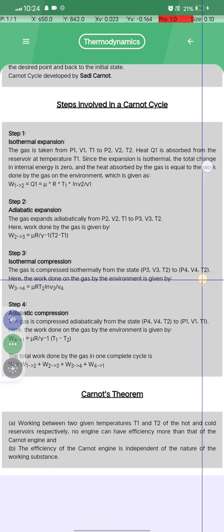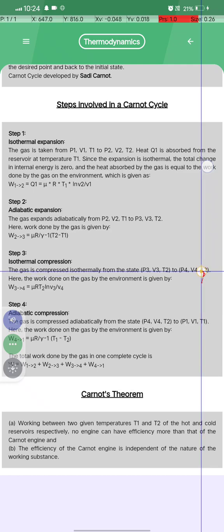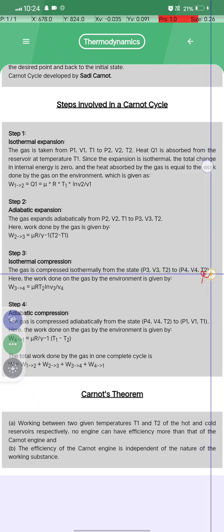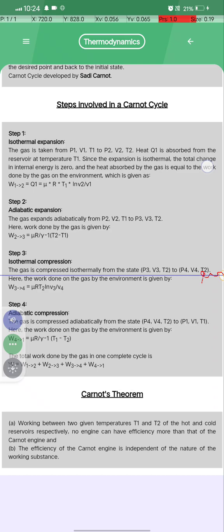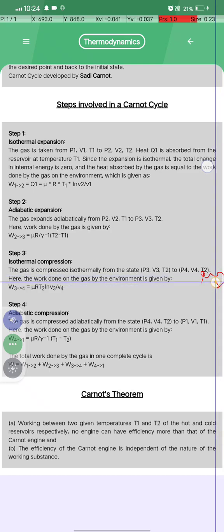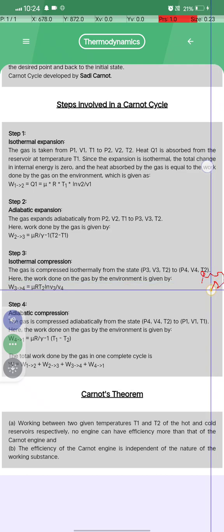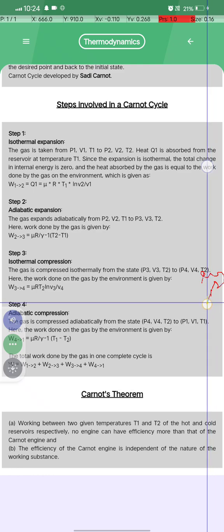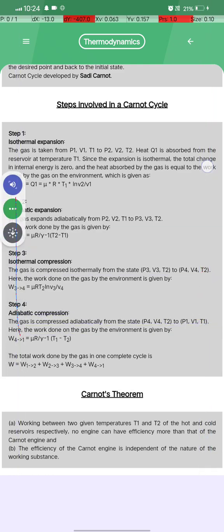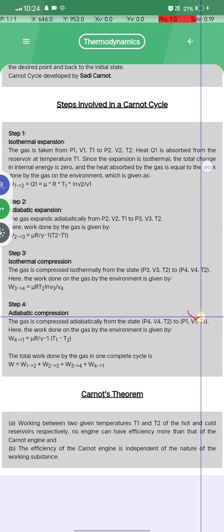Step 3 क्या करता है, isothermal compression. यहाँ पे क्या होगा देखो, the gas is compressed isothermally from the state P3 V3 T2 to P4 V4 T2, and here the work done on the gas by the environment is given by W34, which is equal to μRT2 ln(V3/V4).